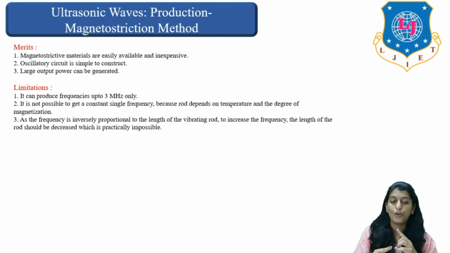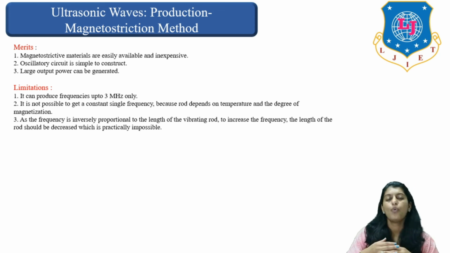First and foremost, the important advantage of using this method is that the magnetostrictive material which we are using, that is iron or nickel, is easily available and inexpensive. This is the biggest advantage because cost plays a very important role. Then the oscillatory circuit is quite simple to construct, much simpler than any other method. And third, large output power can also be generated using this method.